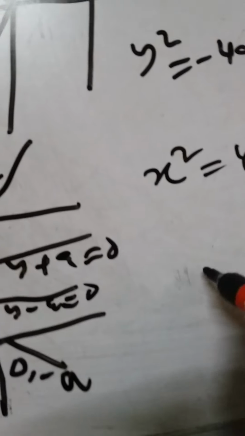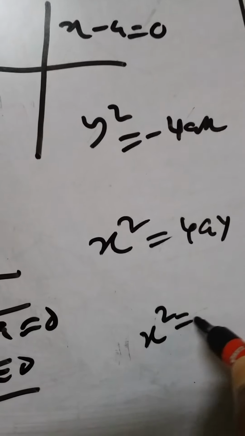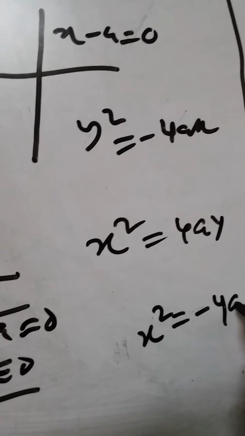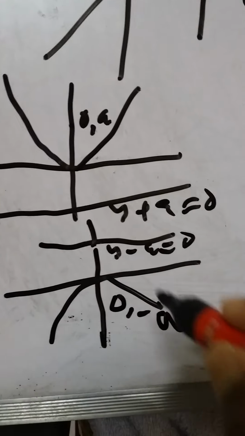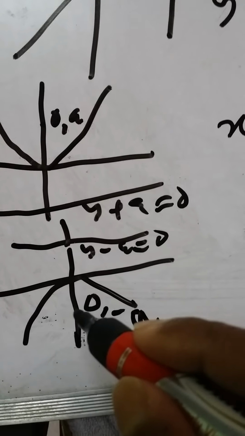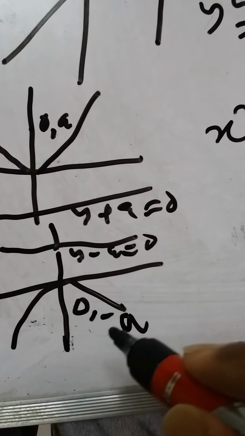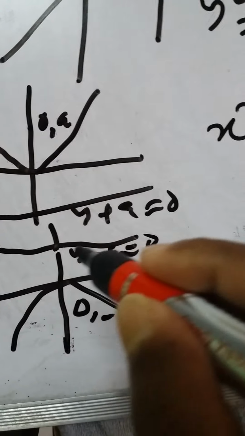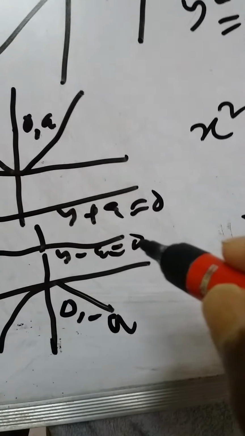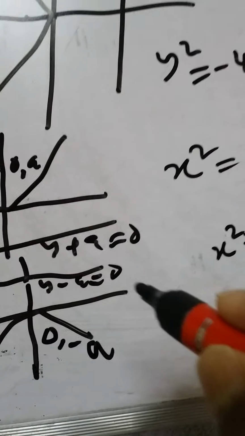If the curve is x square equal to minus 4ay, the shape of the curve is this, and the coordinate of focus equal to 0 comma minus a, and the equation of directrix y minus a equal to 0.